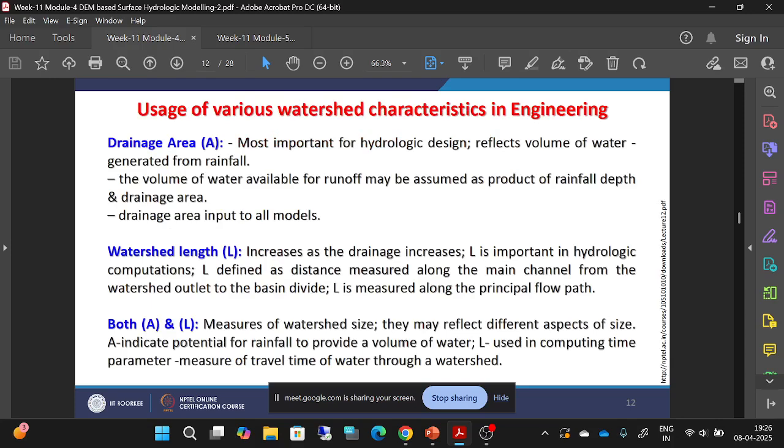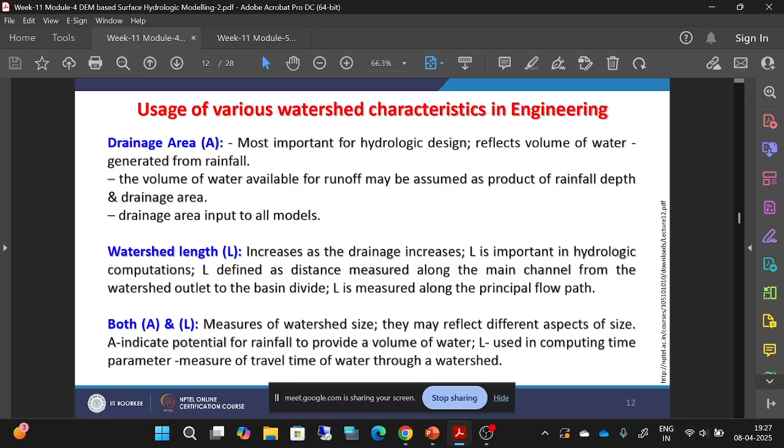So how is this watershed characteristics used in engineering? In case of drainage area, most important for hydrologic design, reflects volume of water generated from the rainfall. So the available water volume for runoff may be assumed as product of rainfall depth and drainage area. Because see, if the rainfall is very intense and the drainage area is less, then the chance of this runoff is more, and possibility of flooding therefore increases.